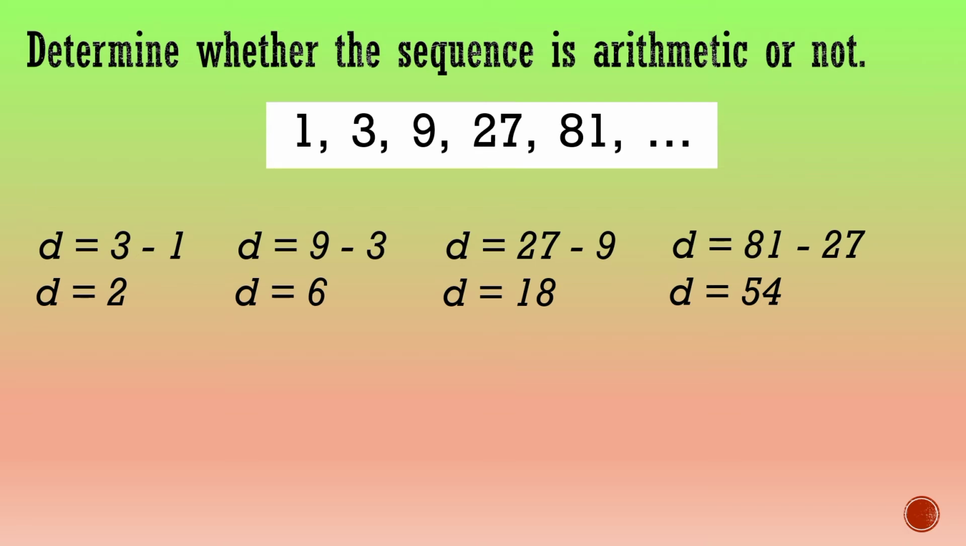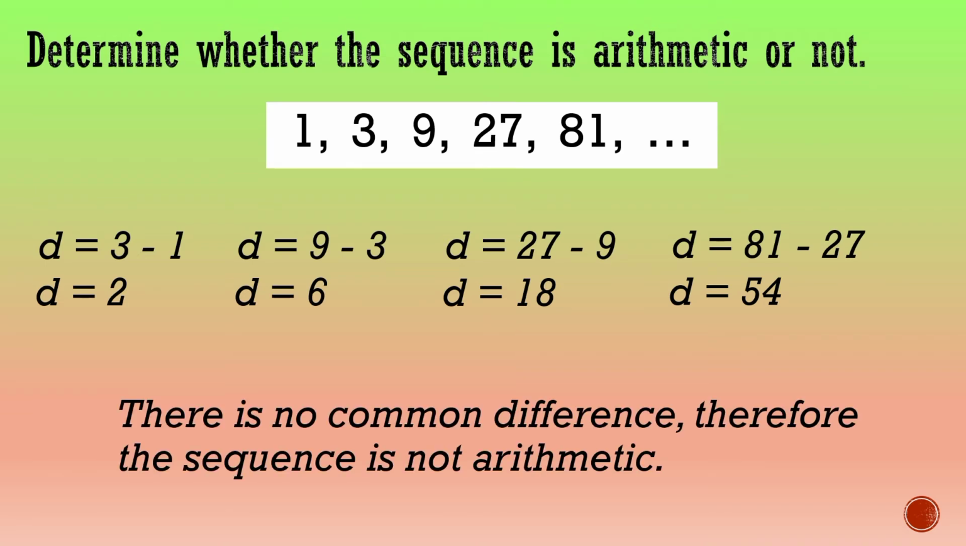Observe the value of D. Are they equal? Pare-pareho ba sila? Are they the same? They are not equal or they are not the same. Therefore, the sequence is not arithmetic. There is no common difference. D is not equal. Okay? There is no common difference. Therefore, the sequence 1, 3, 9, 27, and 81 is not an example of arithmetic sequence.